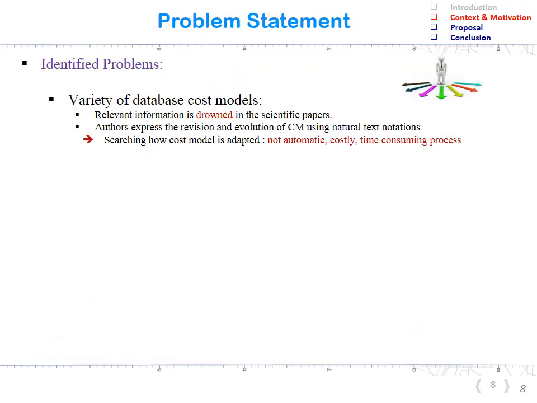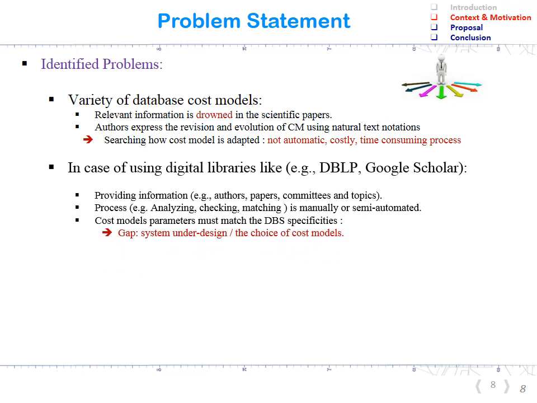From this, we can identify these problems. A variety of database cost models. Relevant information is buried in the scientific papers. Usually, authors express the revision and the evolution of cost models using natural text notation. Searching how a cost model is adapted is a manually costly and time-consuming process.